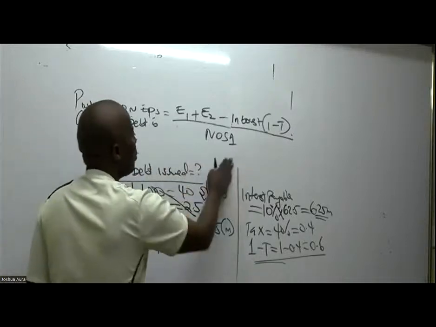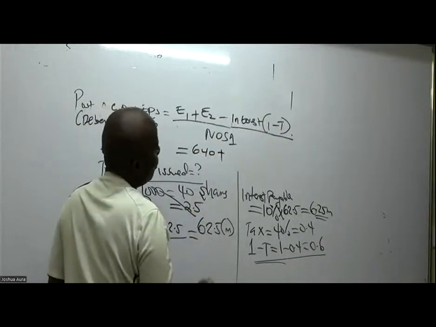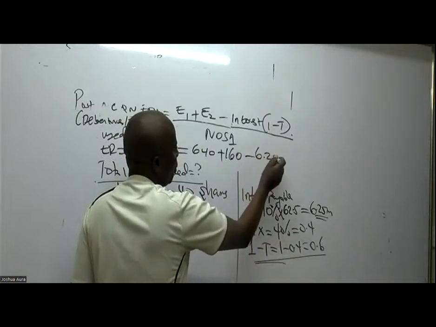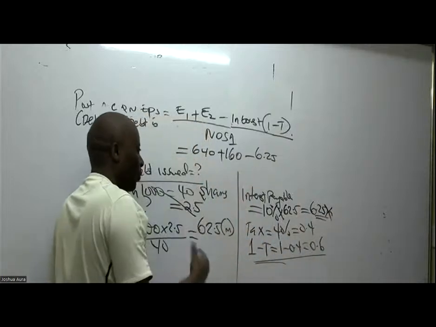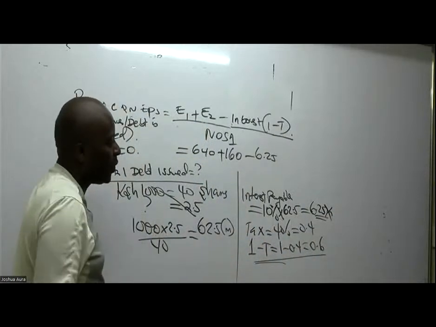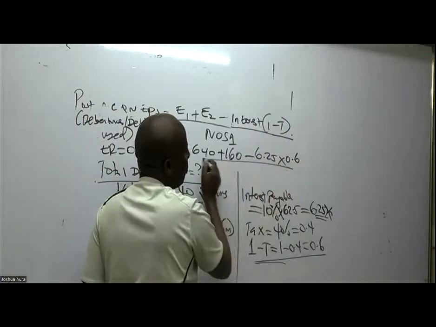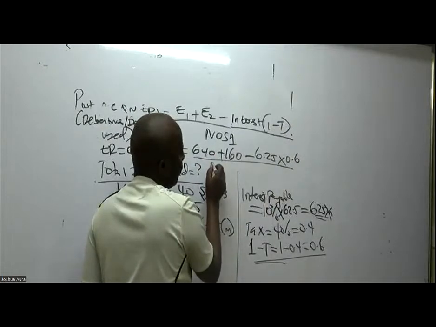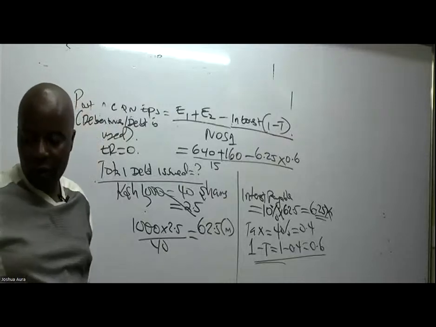So then come and plug in the figures here. We have earnings of company one, this is 640, plus earnings of company two, 160, minus the interest. You guys have given me a figure of 6.25. Please forget the millions, lest they confuse you. All our figures are in millions. Before dividing, I have the 1 minus tax, which gives me 0.6. Number of ordinary shares of company one, you guys had given me a figure of 15.